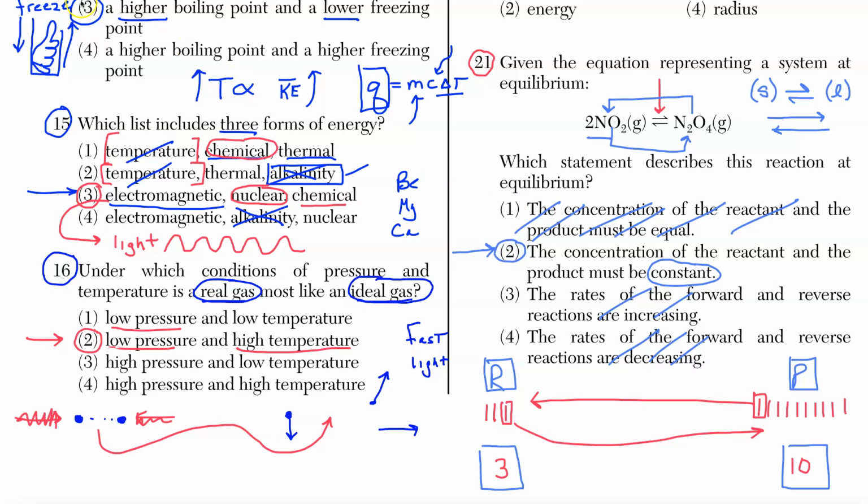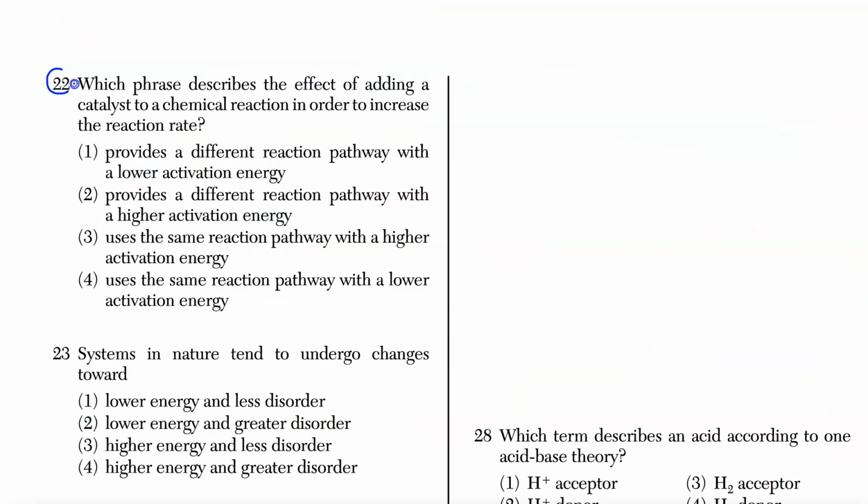On to number 22. Number 22, which phrase describes the effect of adding a catalyst to a chemical reaction in order to increase the reaction rate? Okay, so we know that a catalyst, like an enzyme, will speed up the rate of reaction, right? It'll make the reaction go fast. That's what reaction rate means. So what phrase describes it? Another classic Regents chemistry question.